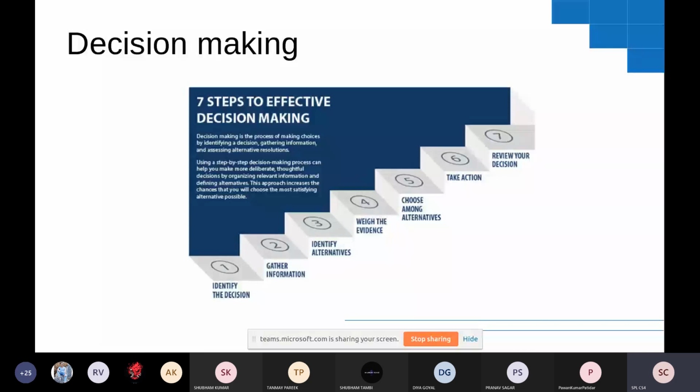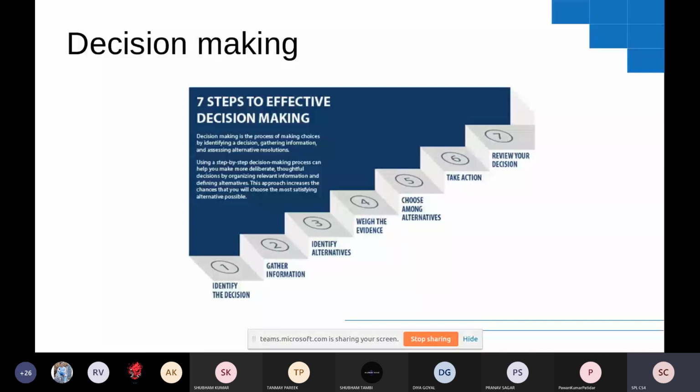Using the step-by-step decision making process can help you to make a more deliberate, thoughtful decision by organizing relevant information and defining alternatives. This approach increases the chances that you will choose the most satisfying alternative possible. So decision making is a process of making choices, identifying decisions and gathering information, and finally making some conclusive results out of them.